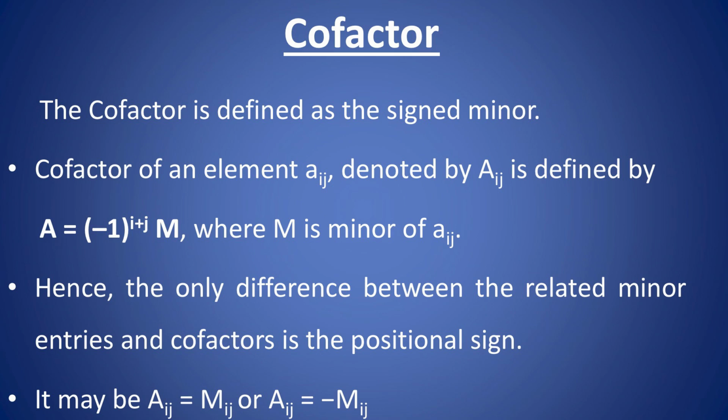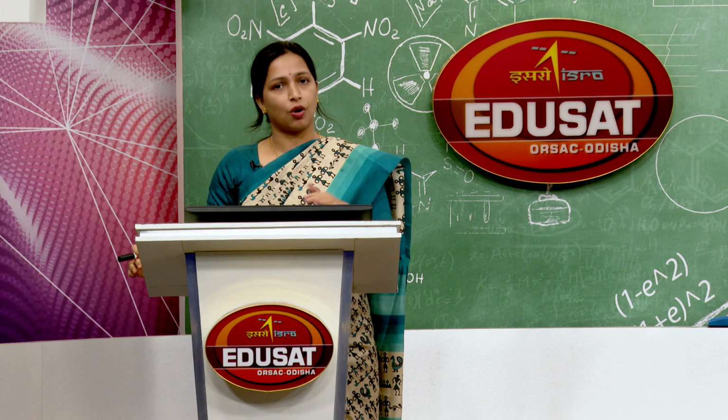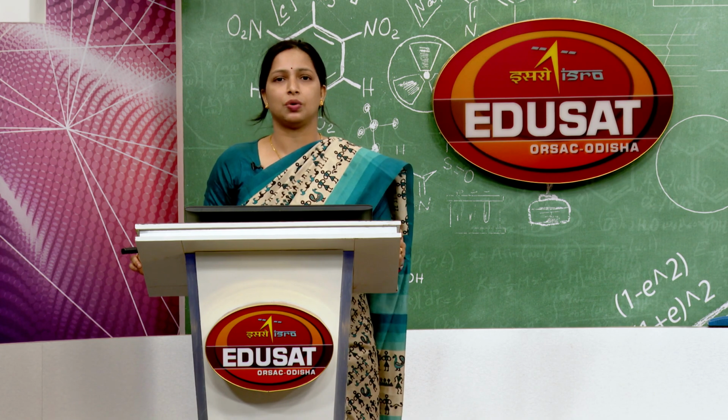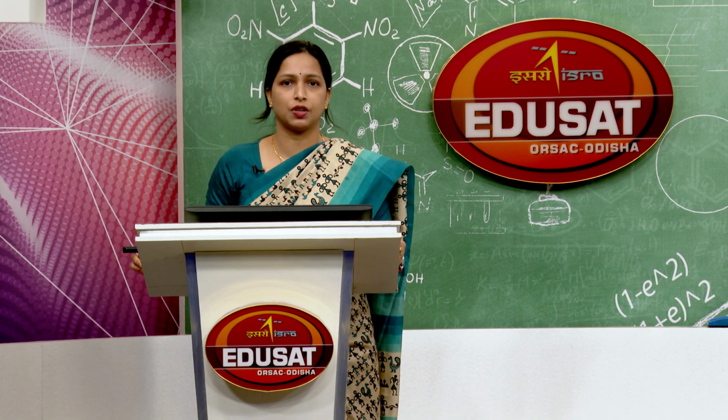Now, how do we know what is the sign that we have to use before the minor? We use this simple formula, A equals minus 1 to the power i plus j. Now, i means row, j means column. For example, if we have to find the sign of, let us say, A22, you have to put it in the formula minus 1 to the power 2 plus 2. So, 4, that means the sign will be plus. We have already discussed positional signs. If you remember the positional signs, then you can easily do the cofactors of determinants, right.